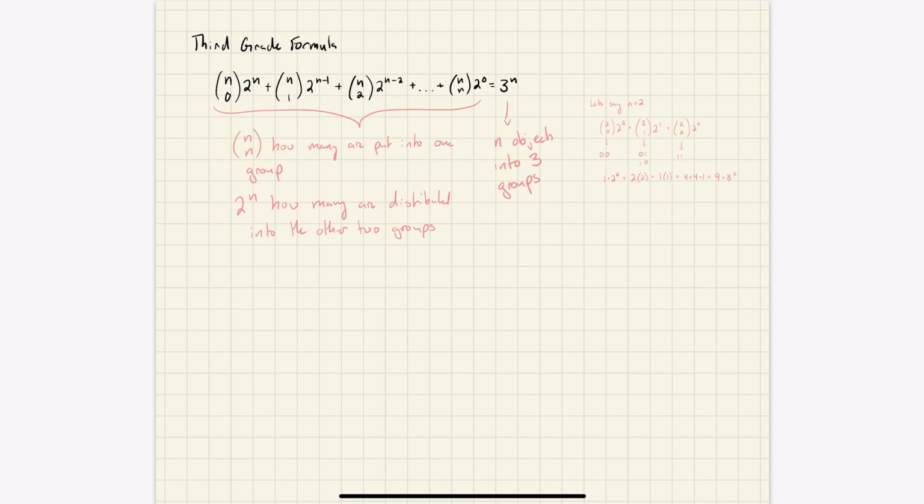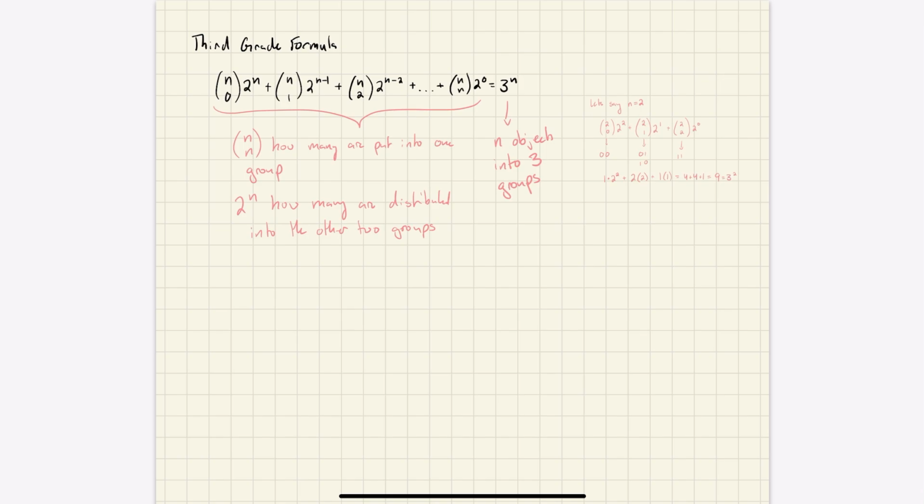So for example, the first term is the binomial coefficient n choose 0. So for that first group, you're choosing 0 objects to put into that group. And then the rest, you're distributing into two groups. That's where that 2 to the power of n comes in.